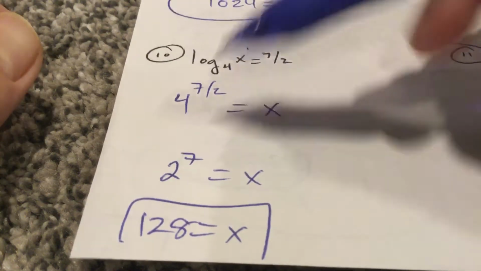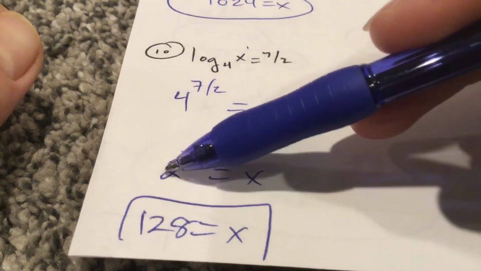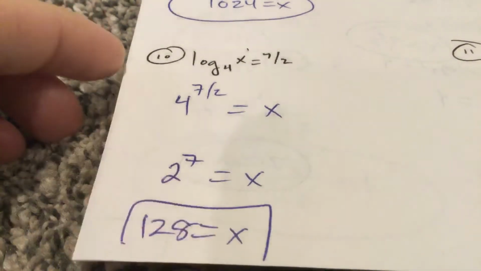If you have a calculator, you can do that. Well, here's how you can do it by hand. The square root of 4 is 2. That's why I wrote 2. And then you raise it to the 7th. 128.